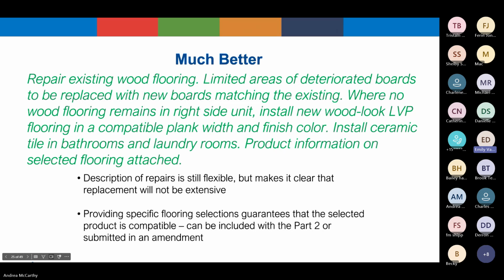Here we have a more detailed description of the work, which reads: repair existing wood flooring. Limited areas of deteriorated boards to be replaced with new boards matching the existing. Where no wood flooring remains in right side unit, install new wood look LVP flooring in a compatible plank width and finish color. Install ceramic tile in bathrooms and laundry rooms. Product information on selected flooring attached.